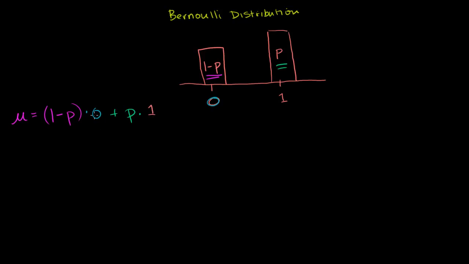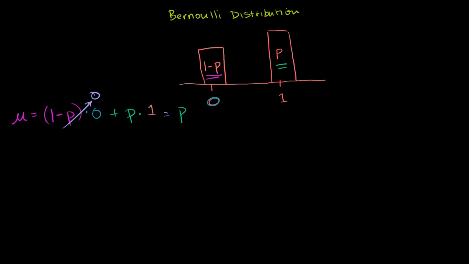Well, this is pretty easy to calculate. 0 times anything is 0, so that cancels out. And then p times 1 is just going to be p. So pretty straightforward. The mean, the expected value of this distribution is p. Once again, it's a value that you cannot actually take on in this distribution, which is interesting. But it is the expected value.